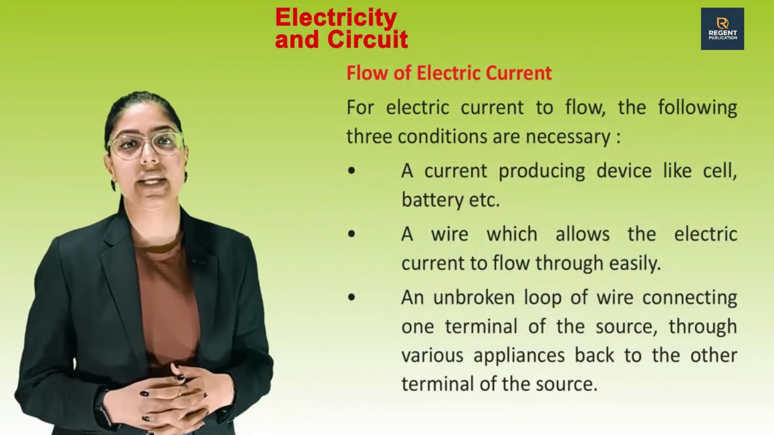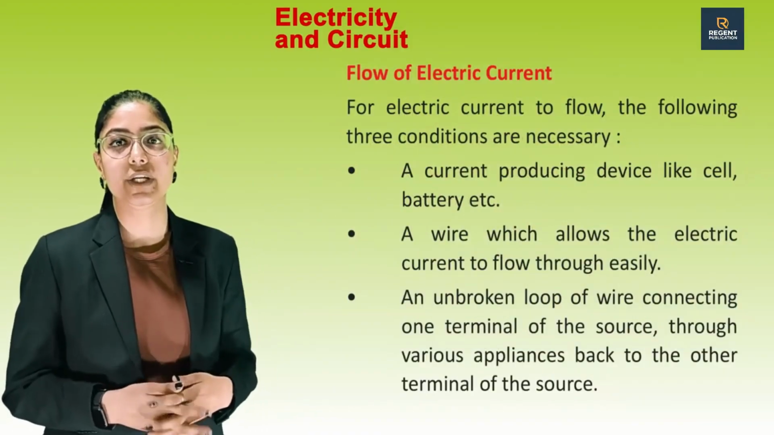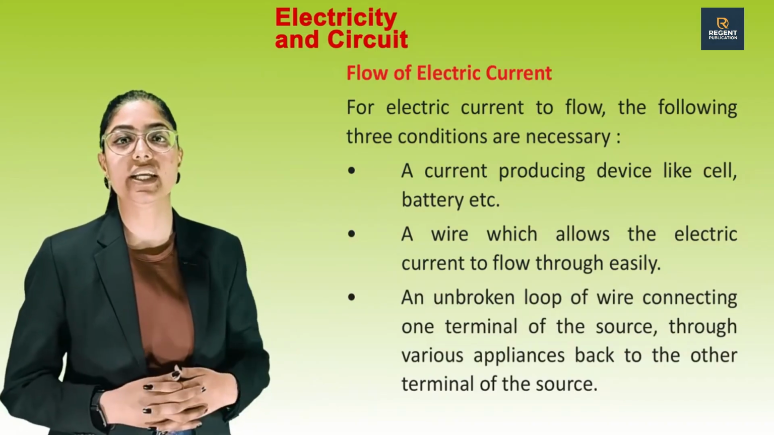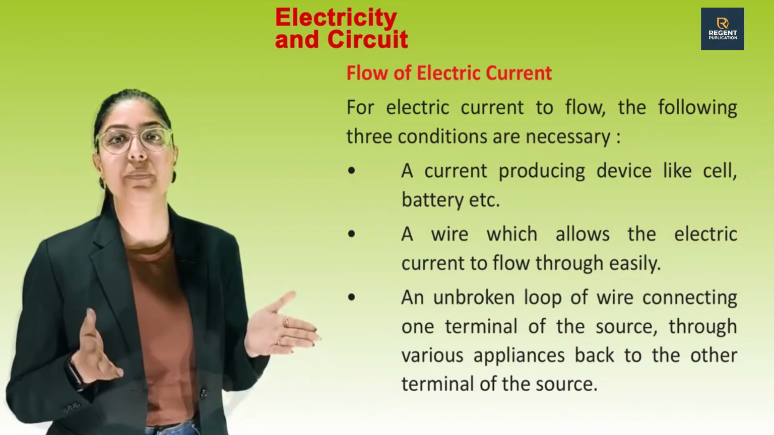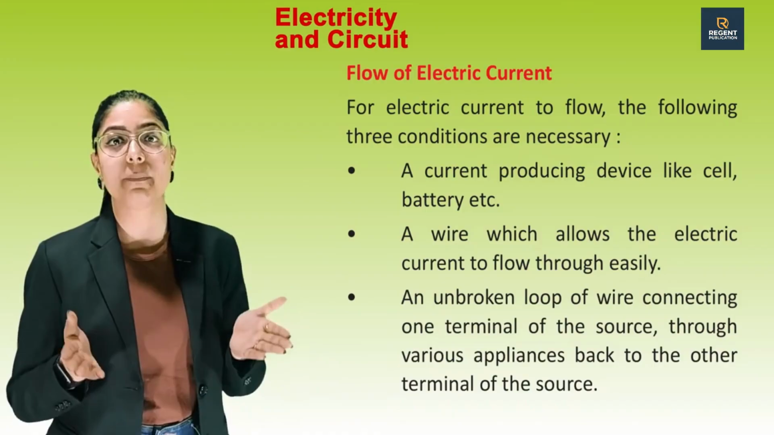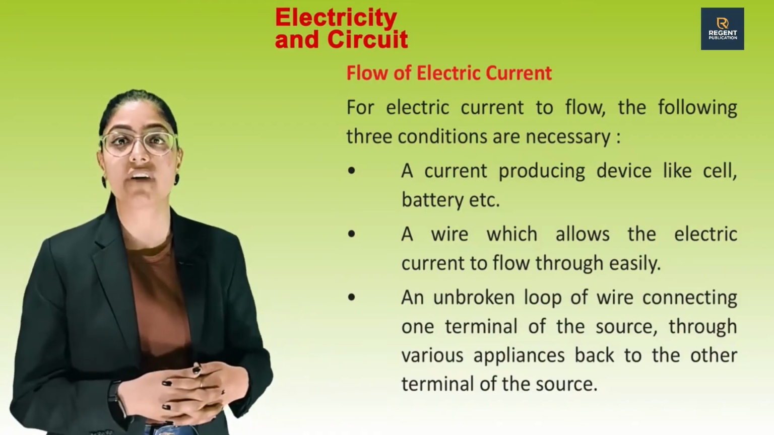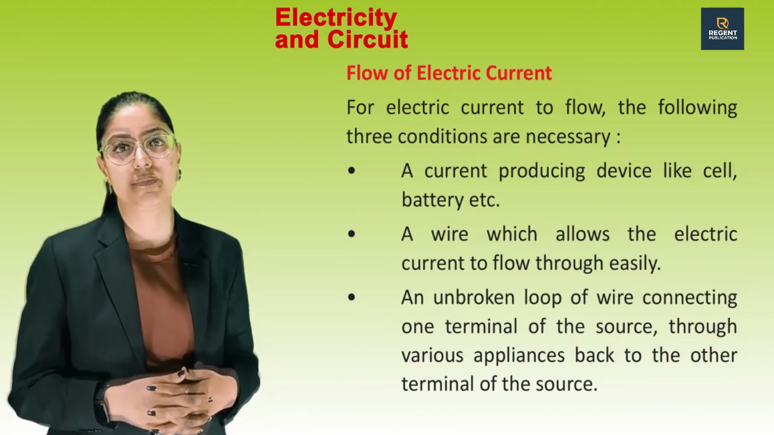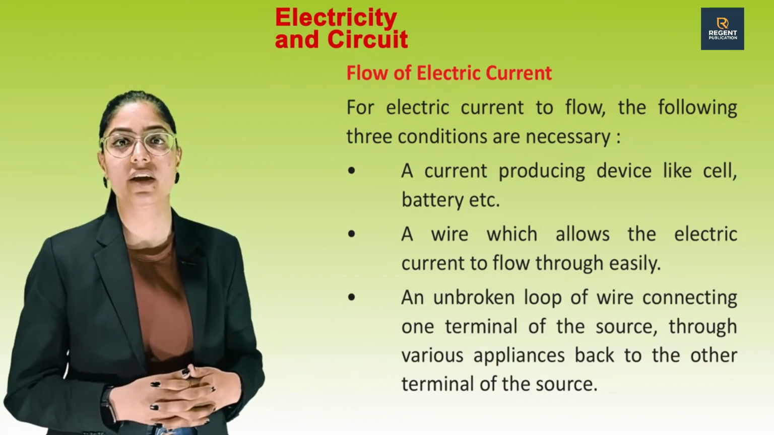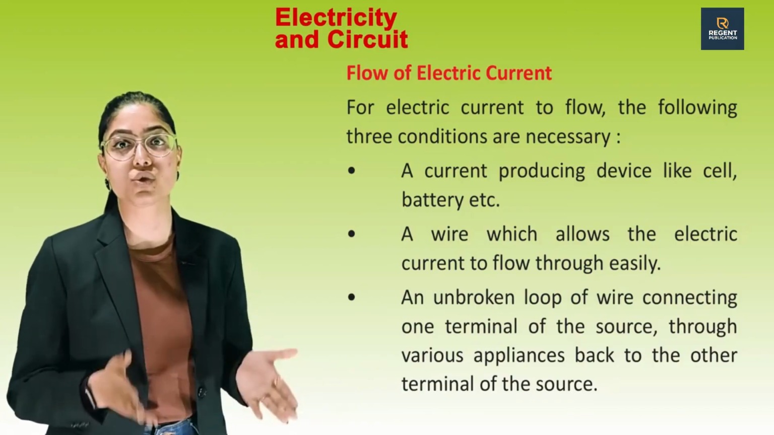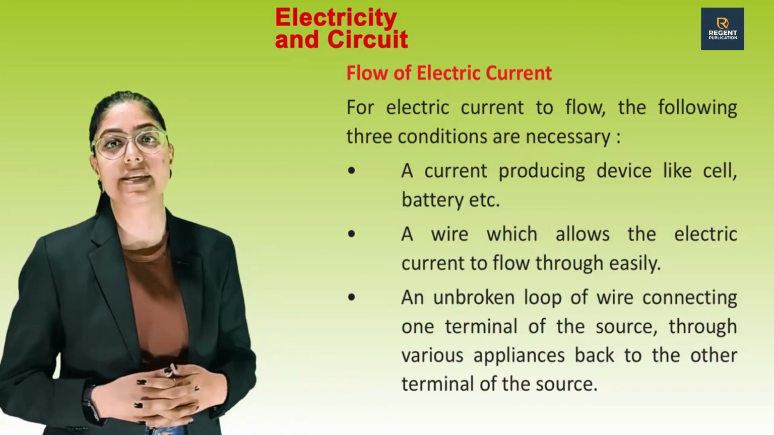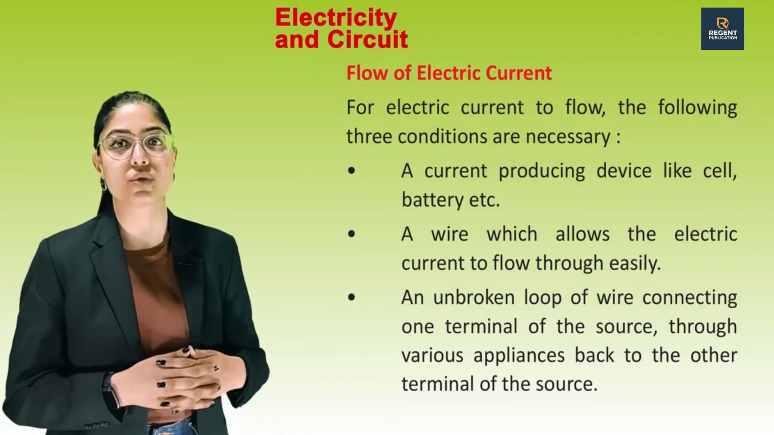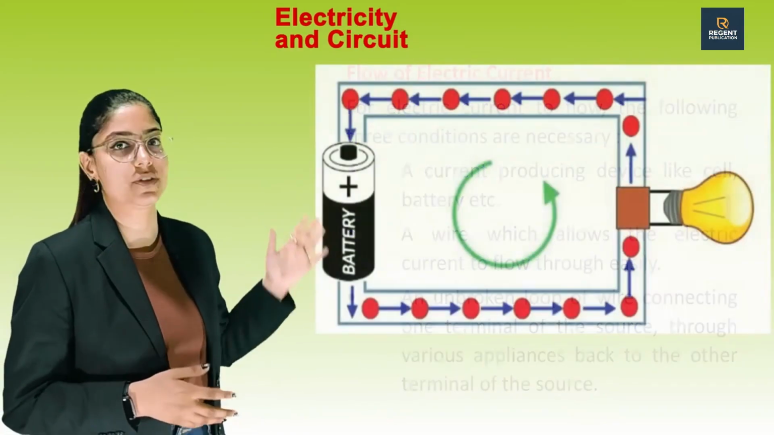Flow of electric current. For electric current to flow, the following 3 conditions are necessary: a current producing device like cell, battery, etc. A wire which allows the electric current to flow through easily. An unbroken loop of wire connecting one terminal of the source through various appliances back to the other terminal of the source. See this picture.